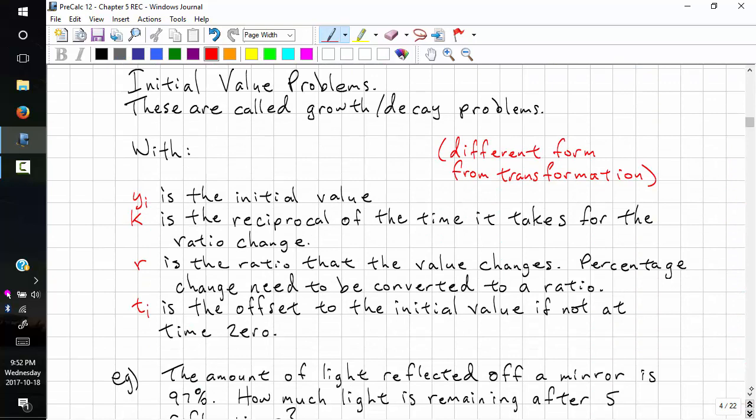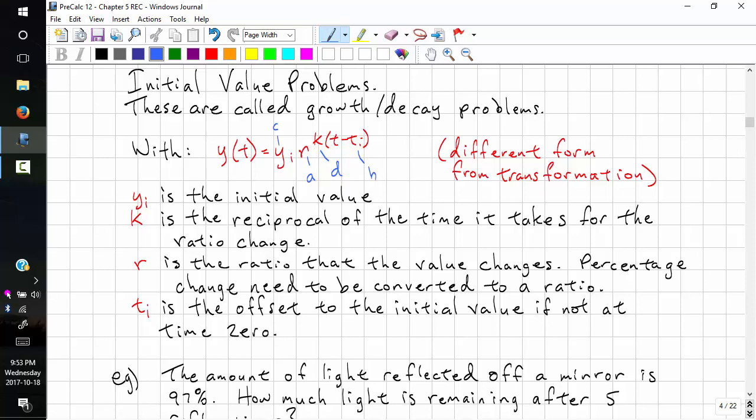Okay, initial value problems. These are called growth decay problems. It'll be growth or decay, but not both. So we want to write this in a slightly different form. y of t equals yi r to the power of k(t minus ti). So how does this relate? This is our c, this is our a, this is our d, and this is our h.